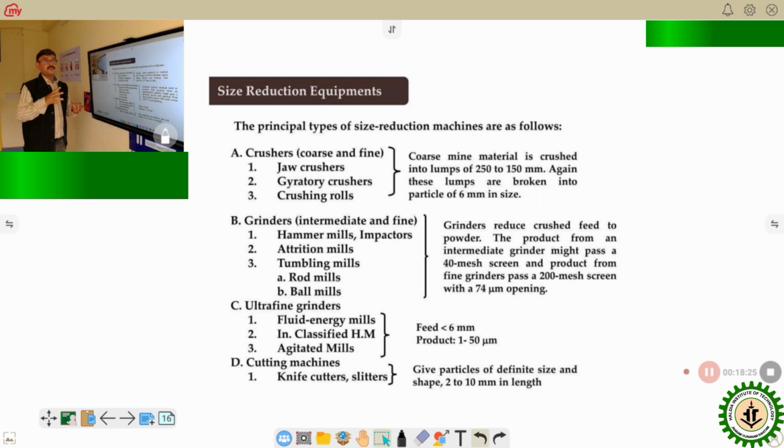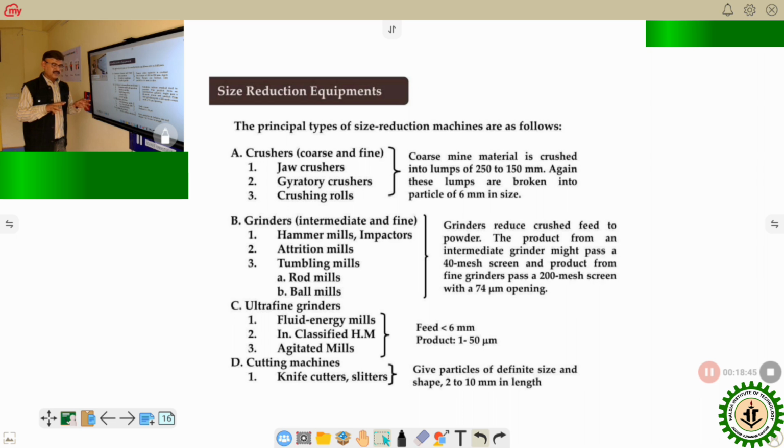Primary crusher means when the feed size is very high, then at the beginning, the primary crusher is utilized first. Then, if required, a secondary crusher is used next. Otherwise, we can go directly to a suitable grinder.